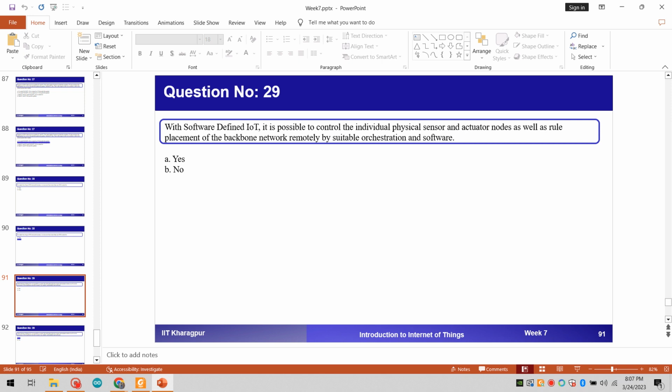Next question is, with software defined IoT, it is possible to control the individual physical sensor and actuator nodes as well as rule placement of the backbone network remotely by suitable orchestration and software. Options are yes or no. Anyone? Yes. Anyone else?